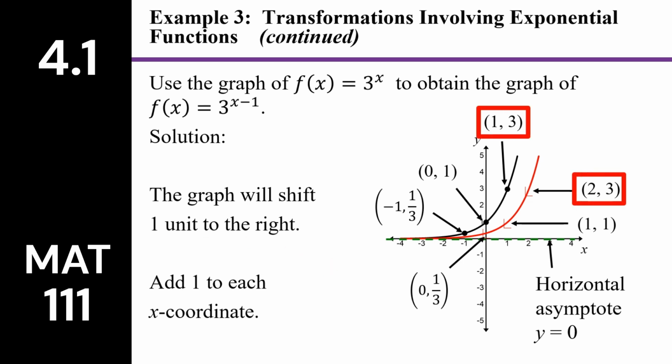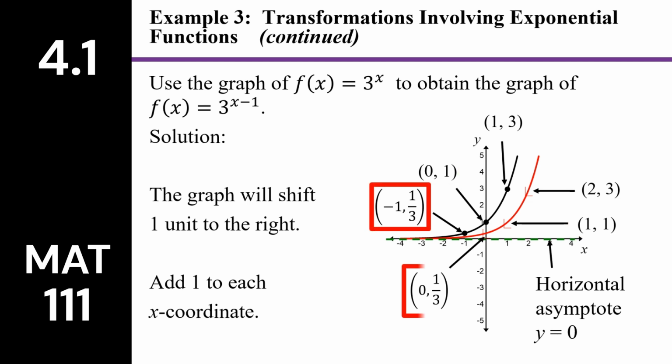So the point (1, 3) in our old graph, by adding 1 to the x value, we get (2, 3). And the point (0, 1) becomes the point (1, 1). The point (-1, 1/3) that we had on our original graph, when we add 1 to the x coordinate, we get (0, 1/3). And that is how you take your original graph and use a transformation.